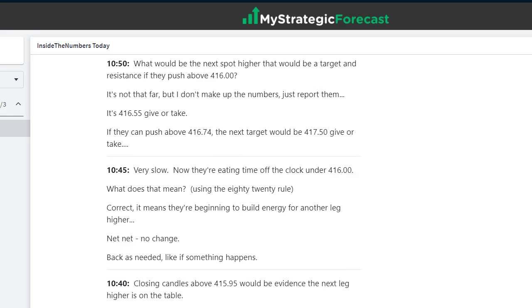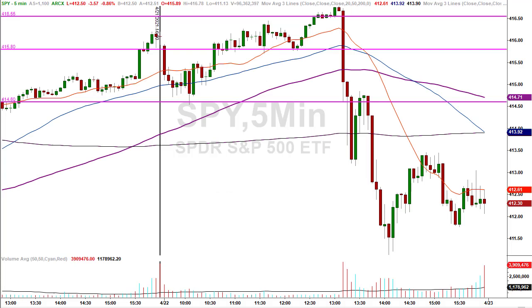Let's move along a little bit. So now we're saying they're eating time off the clock. They're going to push higher. If they can get above 416, where are they going? 416.55, give or take. And another line in the sand would be 416.74. These aren't tremendous moves, but this is what the market was providing at that time.